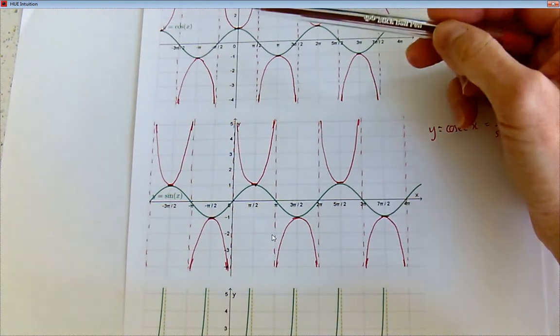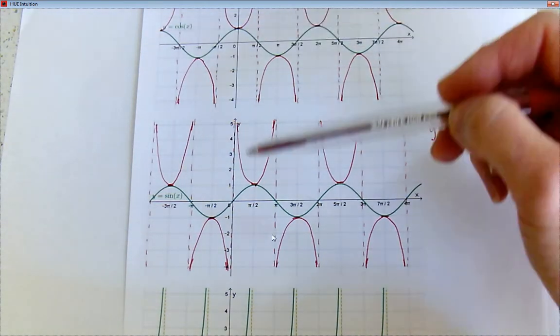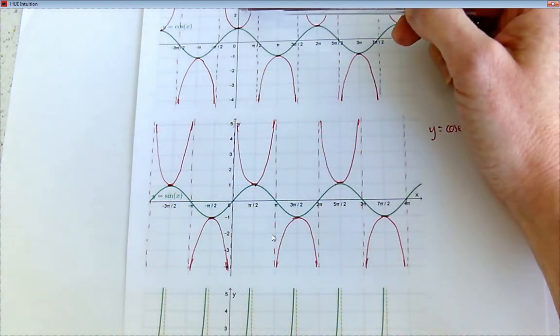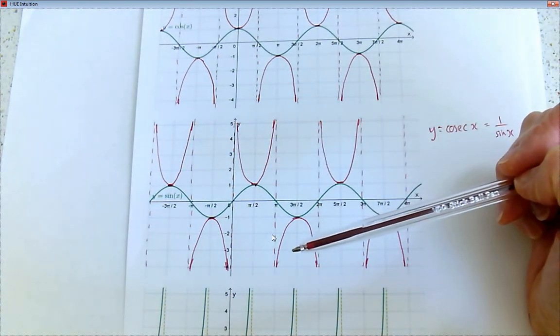And you can see that if you translate cos x by pi over 2, you get to sine x. So if you translate sec x by pi over 2, then you will also get to cosec x.